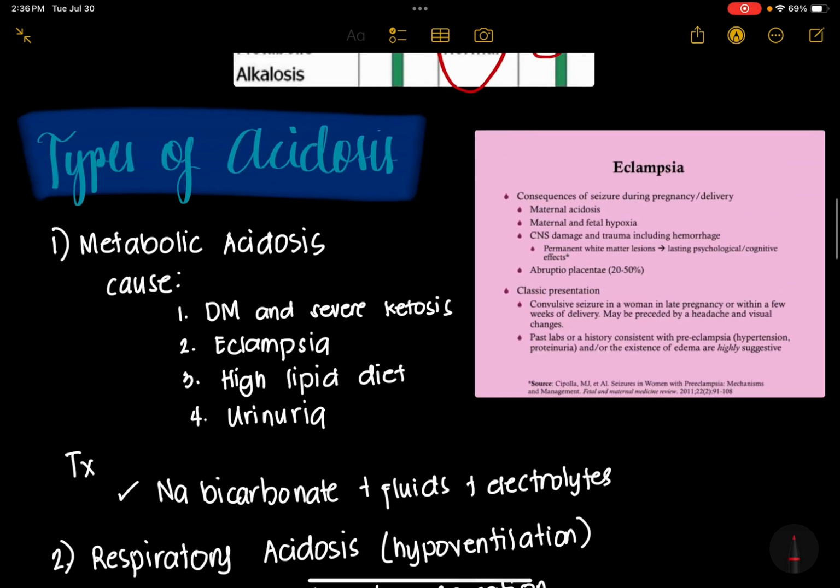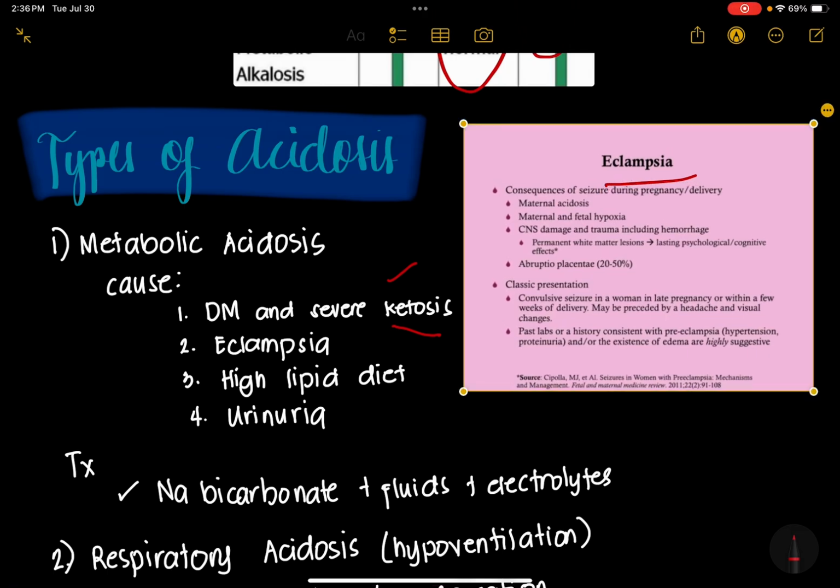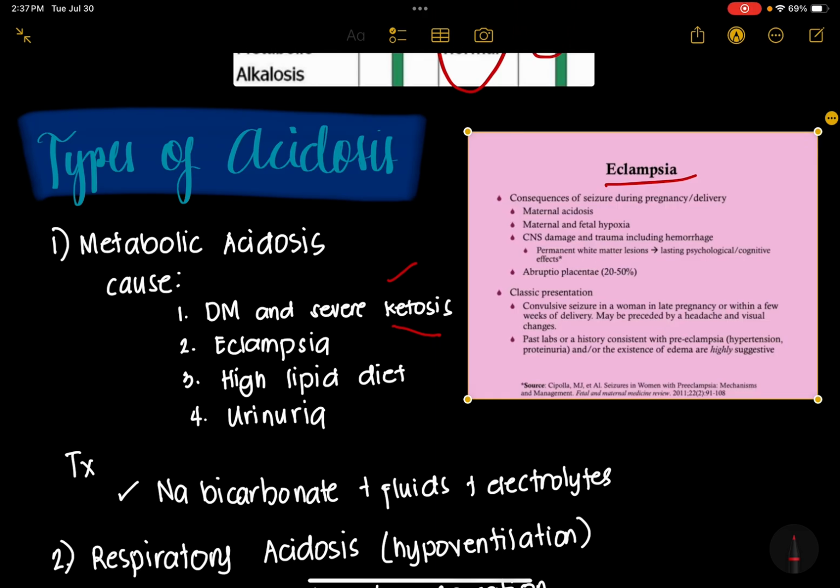We have metabolic acidosis. It occurs when there is excessive loss of bases, which is bicarbonate or sodium, and due to a decrease in blood bicarbonate. So there are causes: DM or diabetes mellitus, severe ketosis, eclampsia. Eclampsia is when you are having a baby, before or after, you could have seizures during the pregnancy or delivery. We have high lipid diet and urinuria. So the treatment of this one is administration of sodium bicarbonate along with the fluids and other electrolytes.